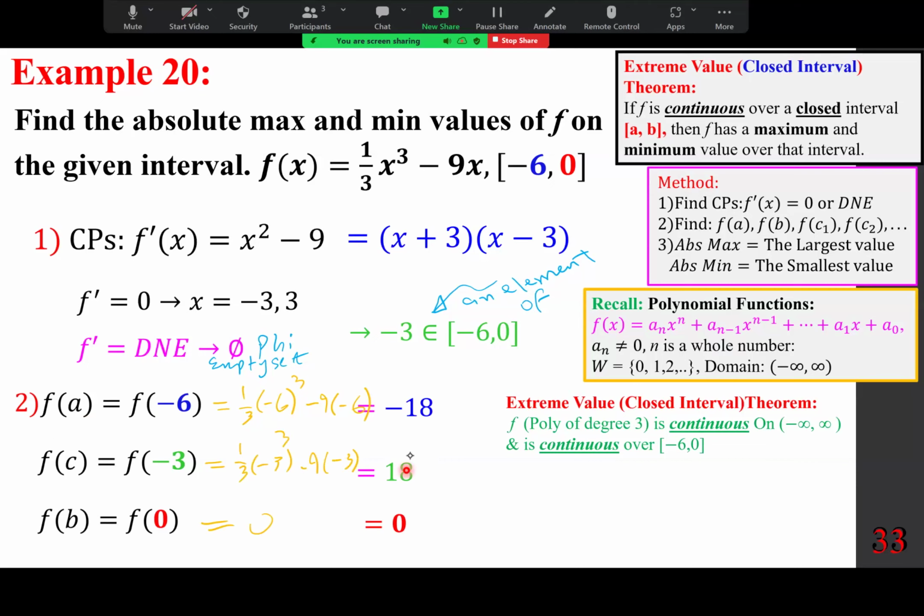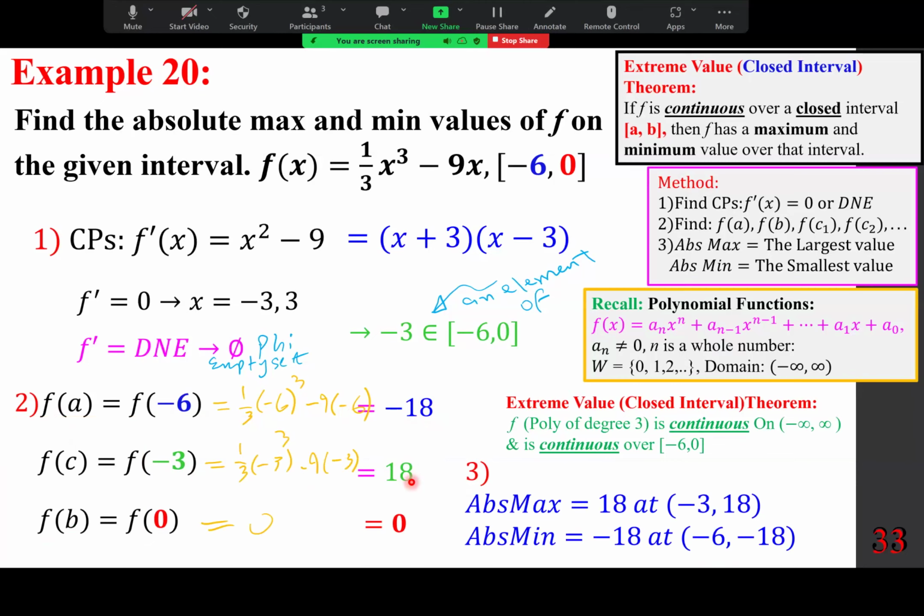Here's the largest number, the absolute max. This is the smallest number, the absolute min. So absolute max equals 18 at this point, -3. Absolute min equals -18 at this point, -6. So when you answer the question, you want to answer it accordingly, however they ask you to answer.